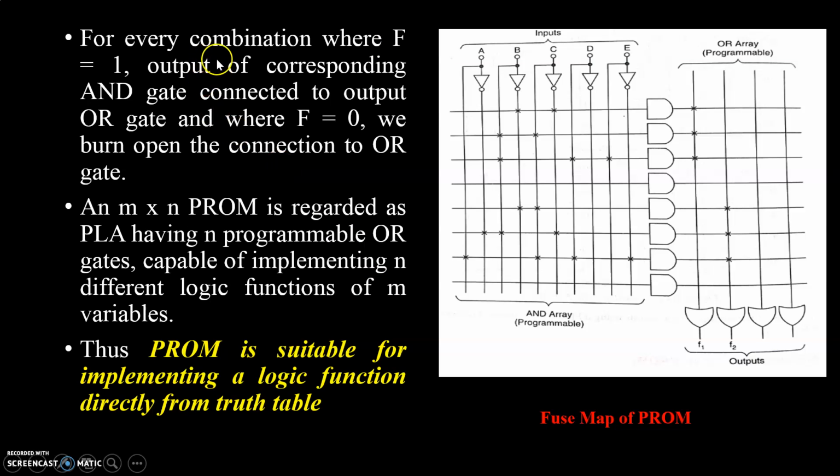For every combination where f is equal to 1, the output of the corresponding AND gate is connected to the output OR gate, and where f is equal to 0, we burn open the connection to the OR gate. The figure shows the fuse map of PROM, where it consists of AND gates and the OR gate.